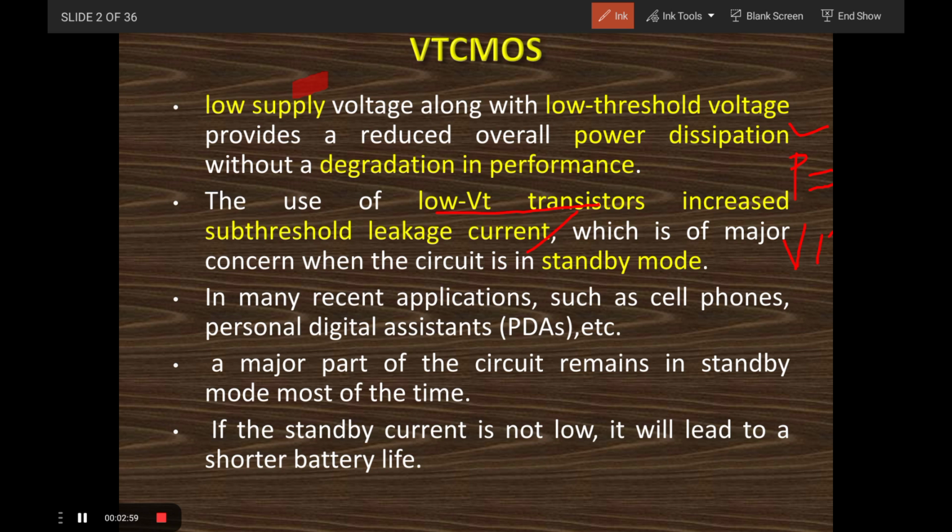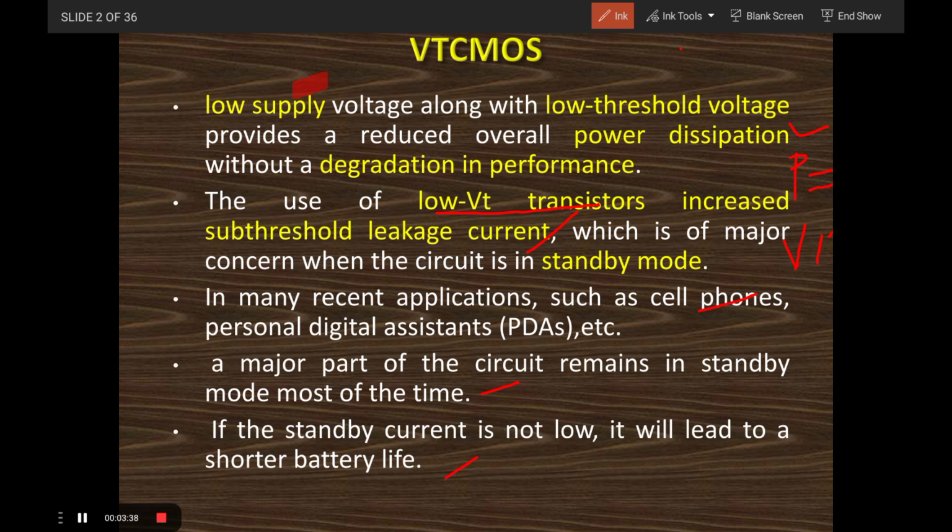In many recent applications, such as real-time applications like cell phones, personal laptops, or other devices, the devices are in standby mode most of the time. Standby mode means we are not performing any operation on the device, whether laptops or mobiles. At that time, most of the power dissipation happens in such devices. It is one of the biggest drawbacks, because in standby mode most of the energy is drawn from the battery, so obviously the battery life decreases. That is the most important point.